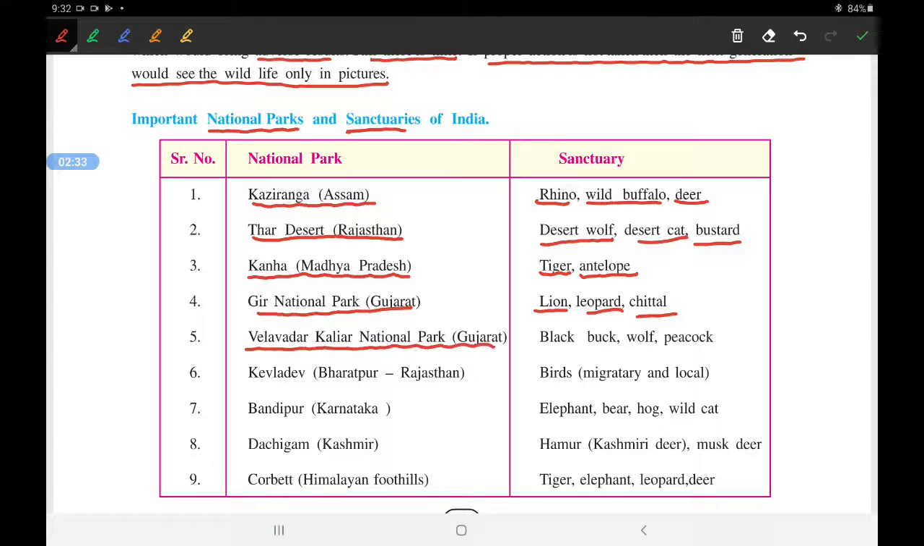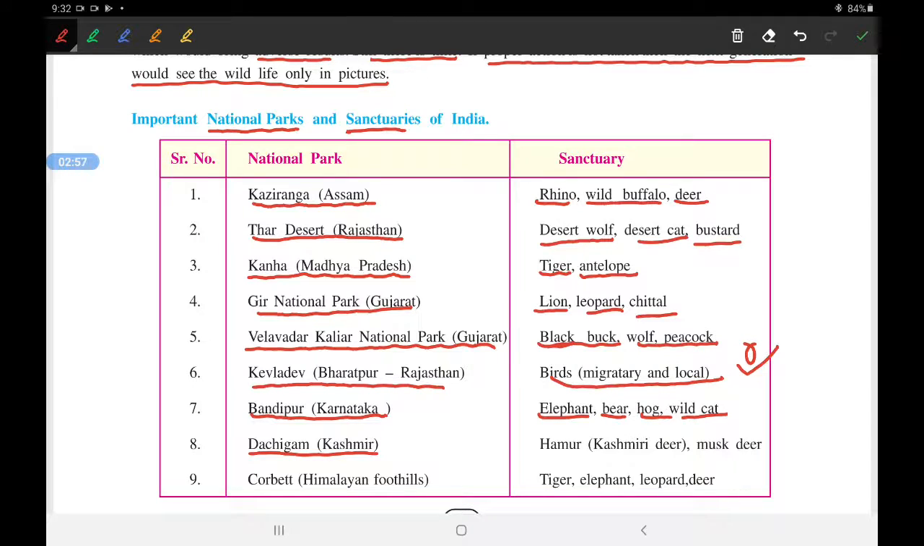Velavadar Blackbuck National Park, Gujarat, has blackbuck, wolf and peacock. Keoladeo, that is Bharatpur, has migratory and local birds, and is one of the most important bird sanctuaries. Bandipur in Karnataka has elephant, bear, hog, wildcat, etc. Dachigam in Kashmir has the hangul, that is the Kashmiri deer, and musk deer. In Corbett National Park, tigers, elephants, leopards and deer are found.